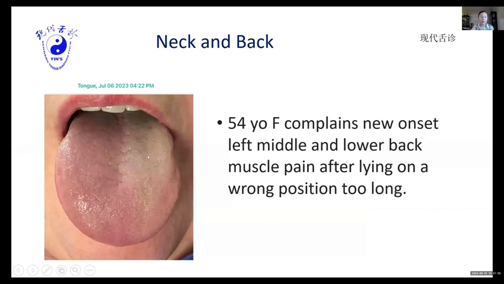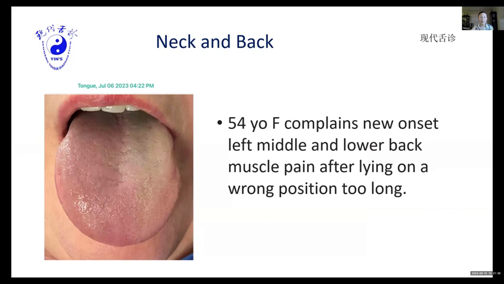This is an interesting case. This patient, one time during her visit, I saw the left side with the cracking. You can see the midline is here, and the cracking is just on the left side. So I asked her, anything wrong with your left side?